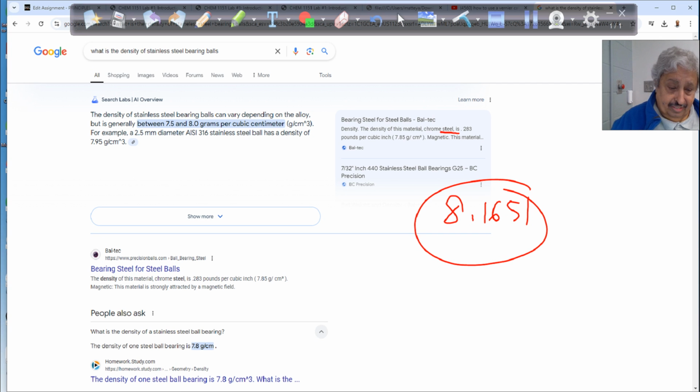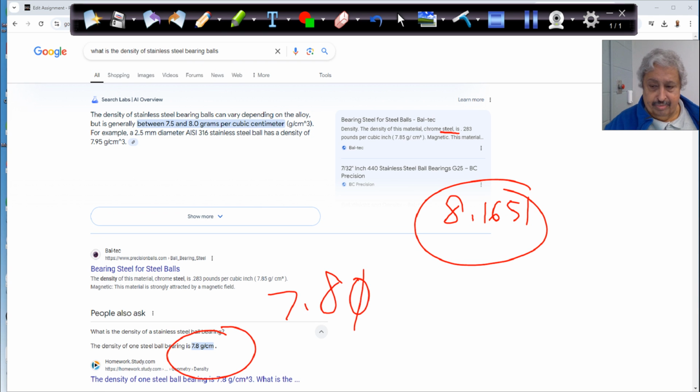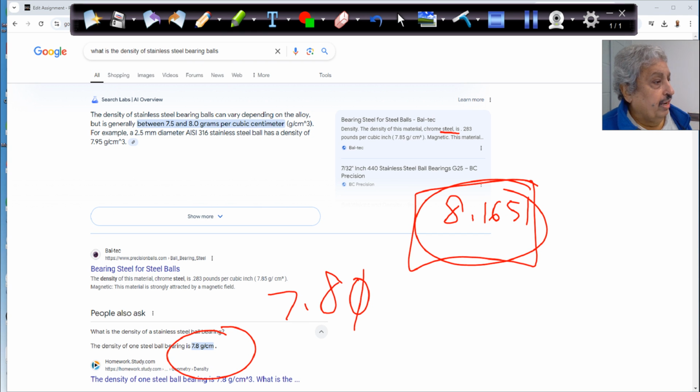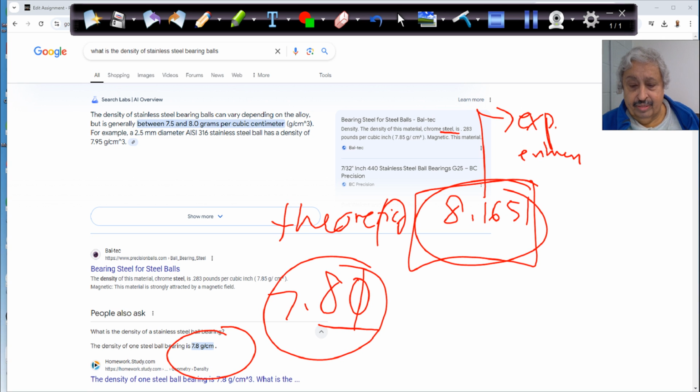Can you see the numbers here? 7.8. I will add zeros. The intercept came out to be four digits after the decimal; I'll put two digits after the decimal. This is my theoretical value, guys. This is by experiment, that's what I measured. Am I close enough? I would say yes.